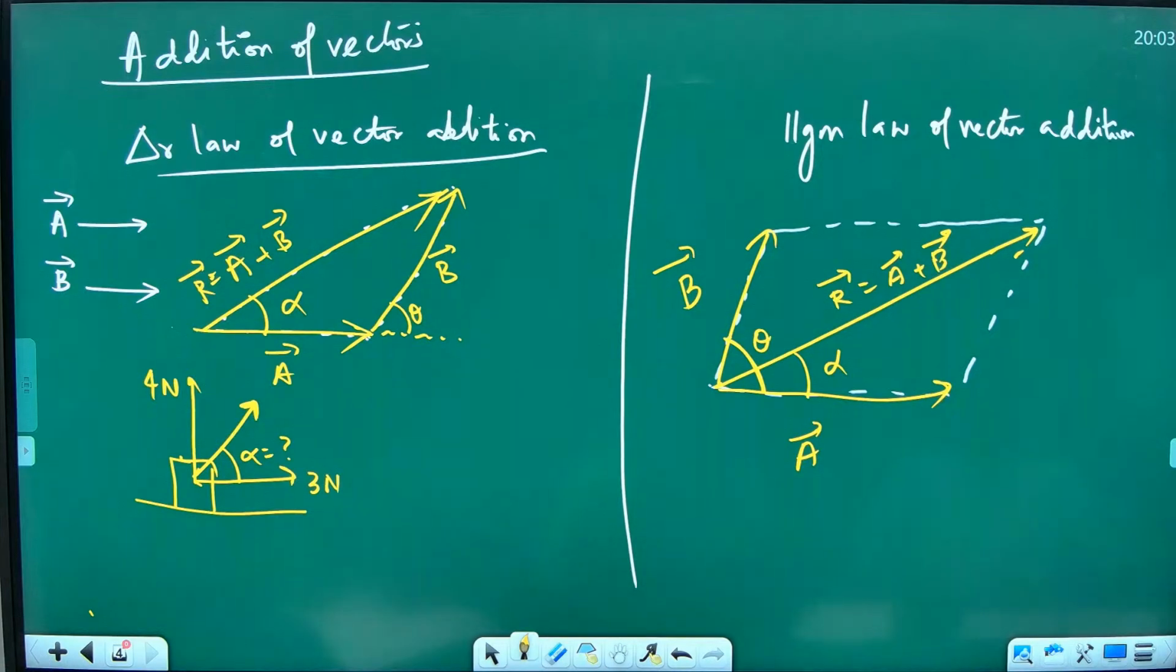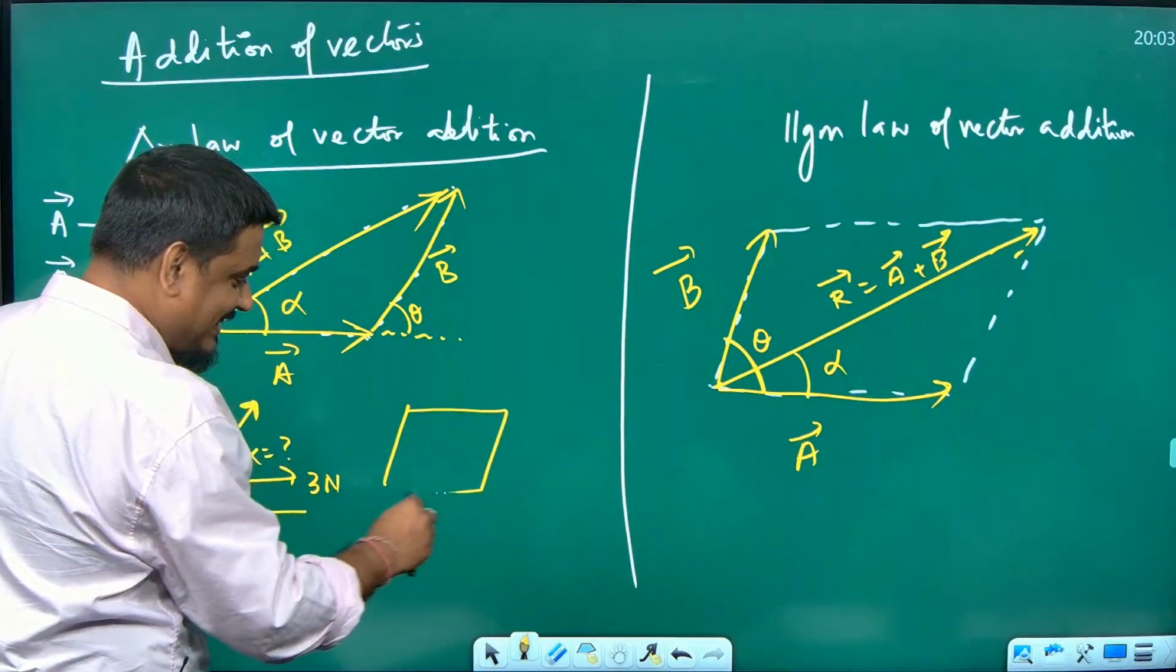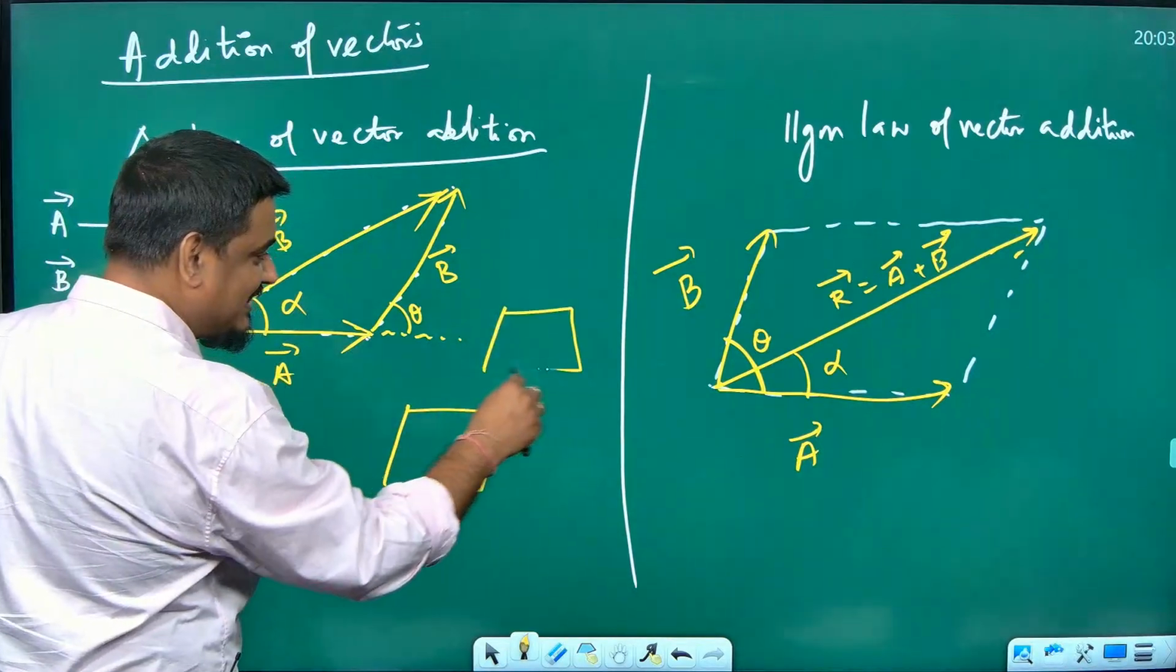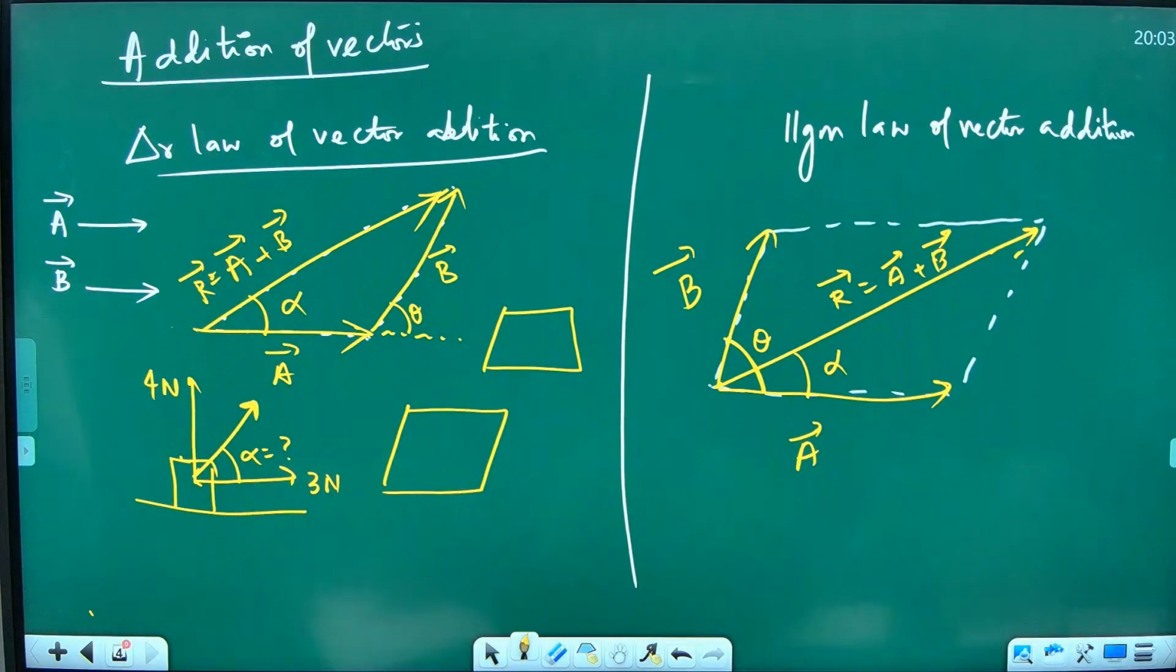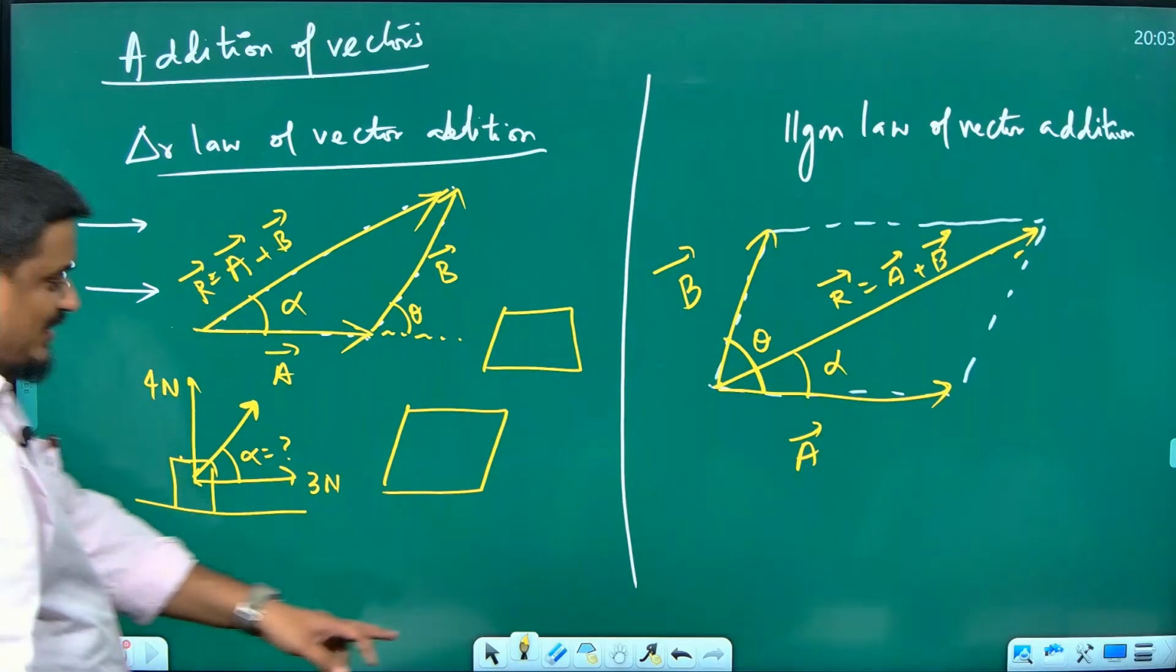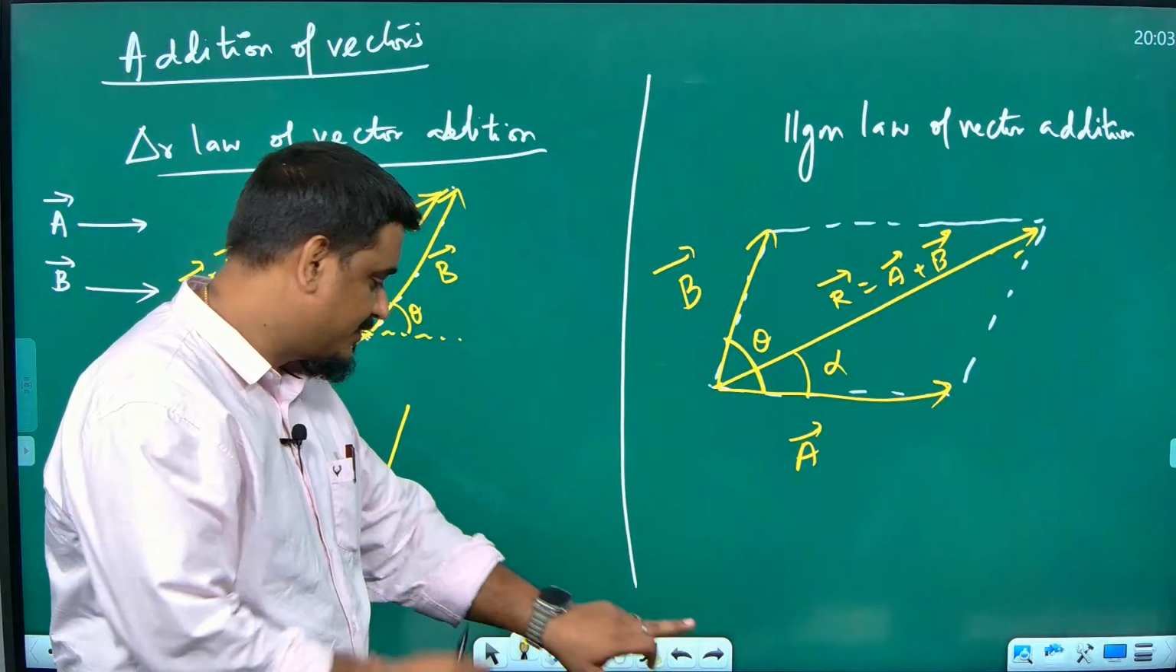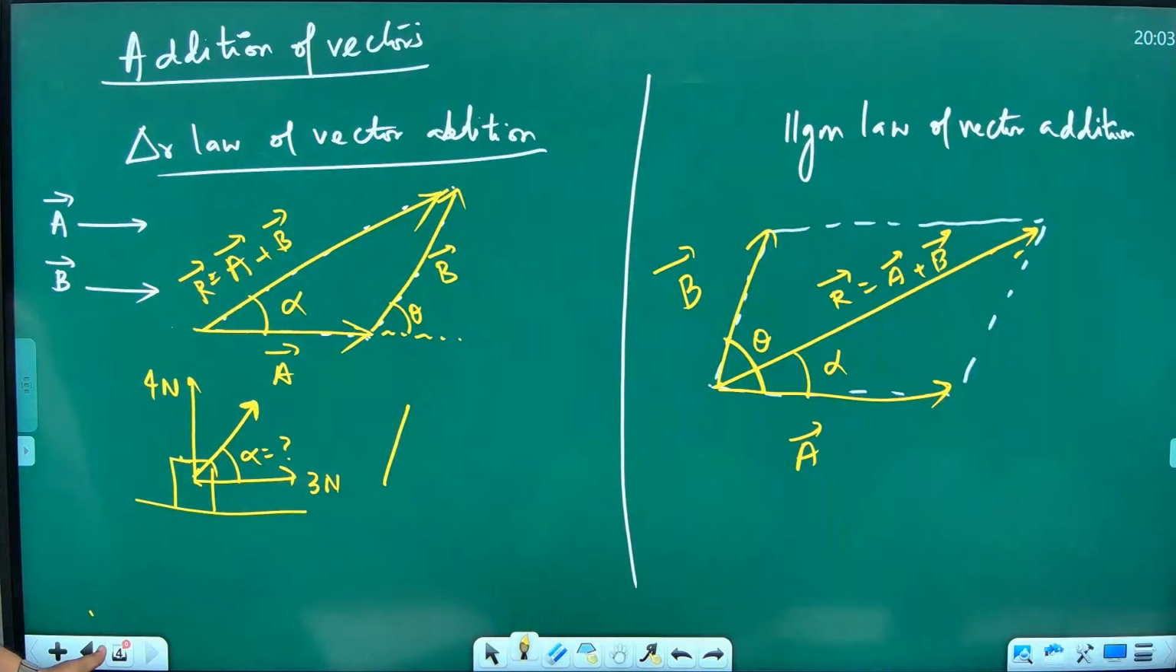Shall I change the page? Which parallelogram have you drawn? Parallelogram should look like this here. You have drawn like this. Okay, no problem. Change it. Shall I go to the next page? I hope I can. Thank you.